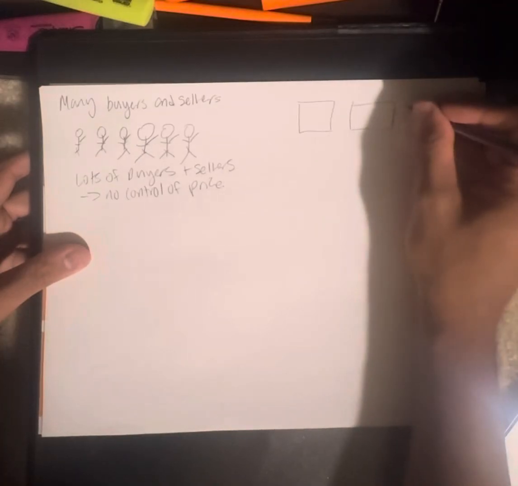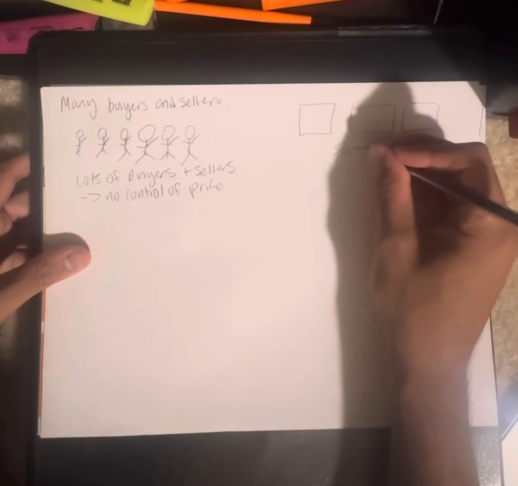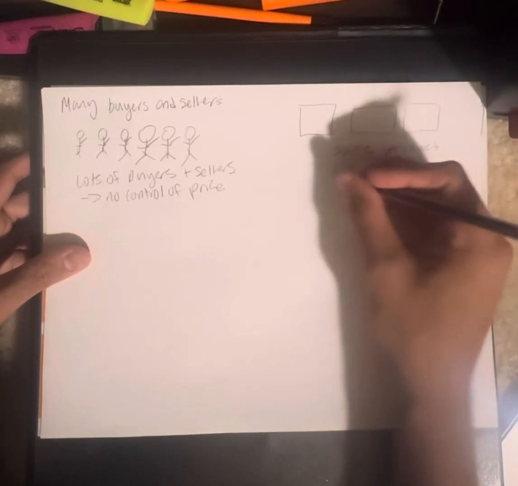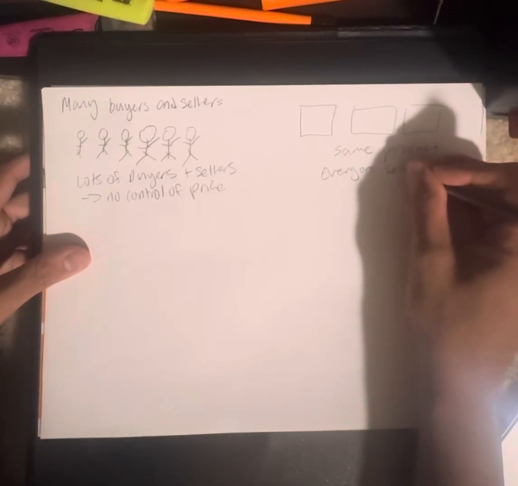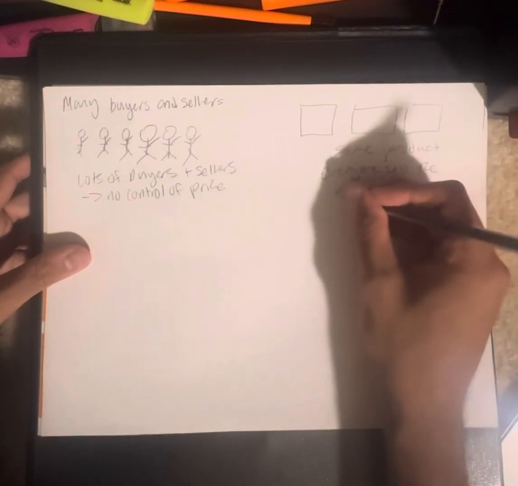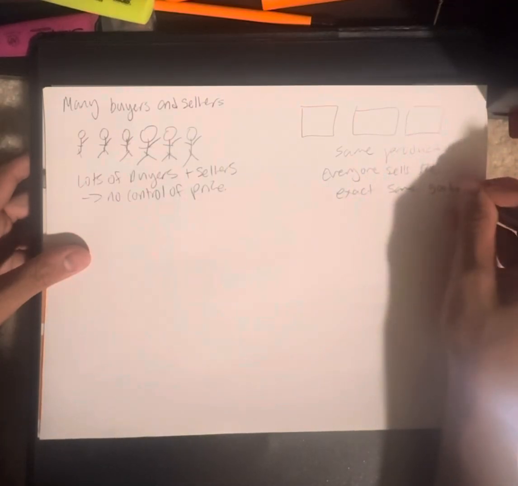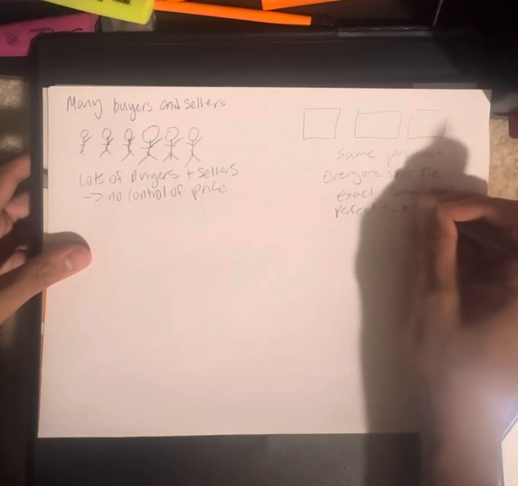Now, there are identical products, which I drew with three boxes. All firms sell an identical product, meaning everything is the exact same. Because of that, consumers don't care who they buy from. Every producer is a perfect substitute.